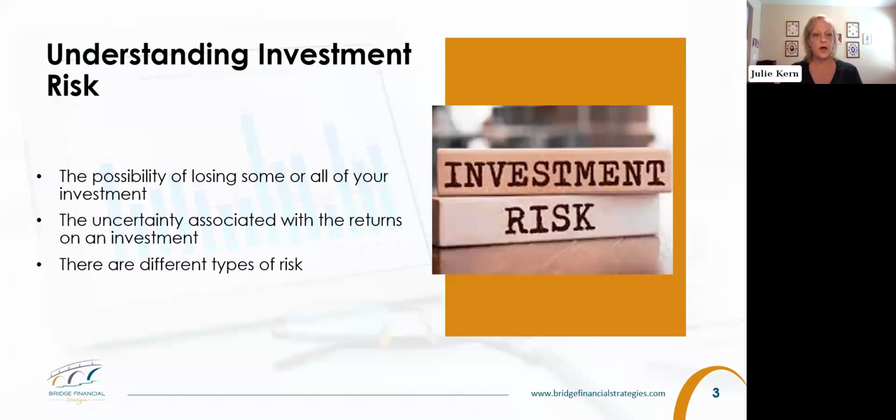So while investment risk includes the possibility of losing all your money, if you're in a diversified portfolio in the stock market, that is a really unlikely scenario unless you allow your emotions to take the driver's seat and make some decisions that really harm you. Investment risk is also the uncertainty associated with the returns on an investment. So we'll talk about how that's measured and how we work to mitigate that risk. And then there are different types of risk, so we'll go over those.